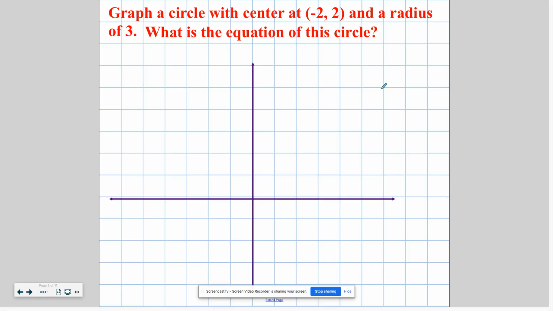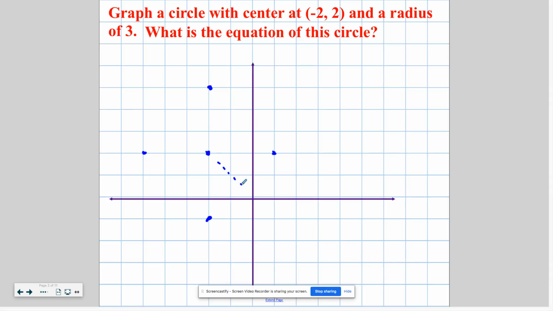So the first one says the center is (-2, 2). I'm just going to draw this out. (-2, 2) is my center, and I have a radius of 3. So I'm just going to go 3 in every direction. This is probably the easiest way to do it: just go up, down, left, and right, 3. Because then I can get on even points. If I tried to go this way 3, it's hard to tell where you would end up.